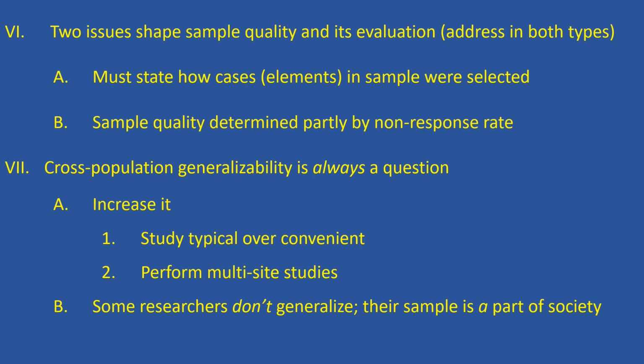Okay, cross-population generalizability is also always a question. How do you increase it? Study the typical over the convenient. What's the problem here? Duh, you don't know what's typical. If it's really well researched and you're adding to the research, then you have a good chance of knowing what's typical, and then you study the typical. But studying the typical over the convenient means it's inconvenient, which means it's harder, which means it's more expensive and more time consuming. Are you going to do that? Always a question.